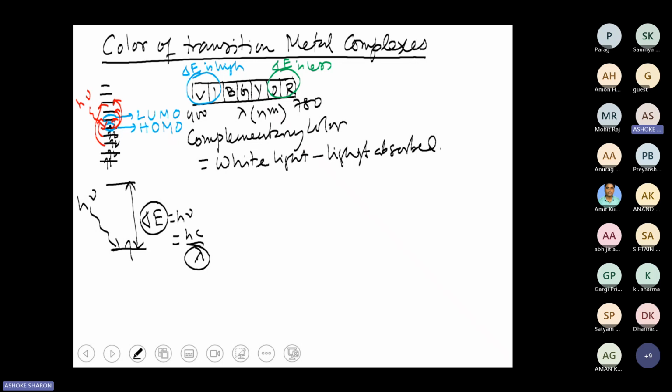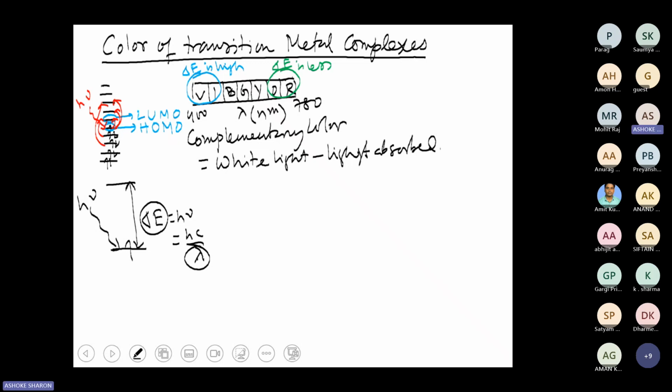Now the magnitude of this delta E can be explained very well with the help of crystal field theory. We just need to draw the proper crystal field splitting and then arrange the electronic configurations, filling up the orbitals with the electrons, and then we can see, depending upon the ligand strength, the color.